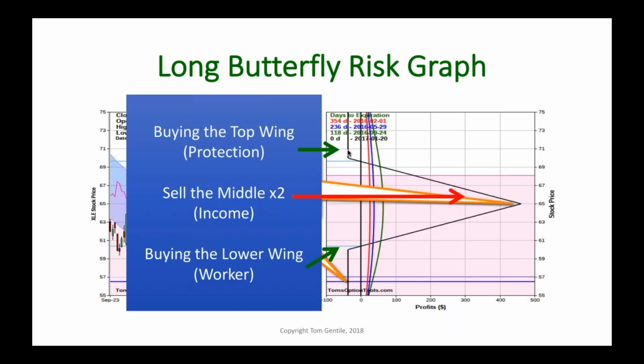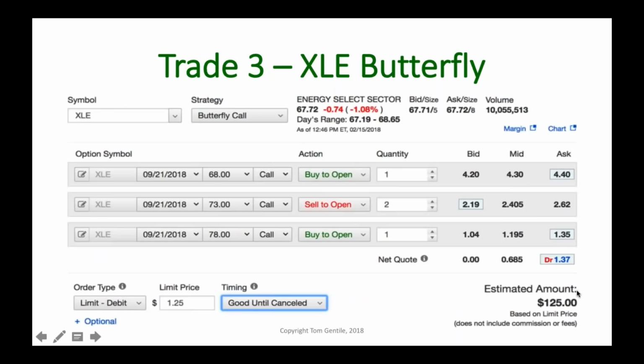So what does this look like when we put it to our XLE example? Well, it looks like this. The XLE butterfly could look like this. You could buy the 68, just like the 68 calls we talked about. You could sell the 73 calls, but you're going to sell twice as many as the 68 you buy. So if you buy one 68 call, you'd sell 2 73s, and then you'd buy 1 78. So keep in mind, the number that you buy on both of these outer wings has to equal the number that you sell in the middle. That's what a butterfly does. So that way you're not uncovered. You have 2 buys for 2 sells.